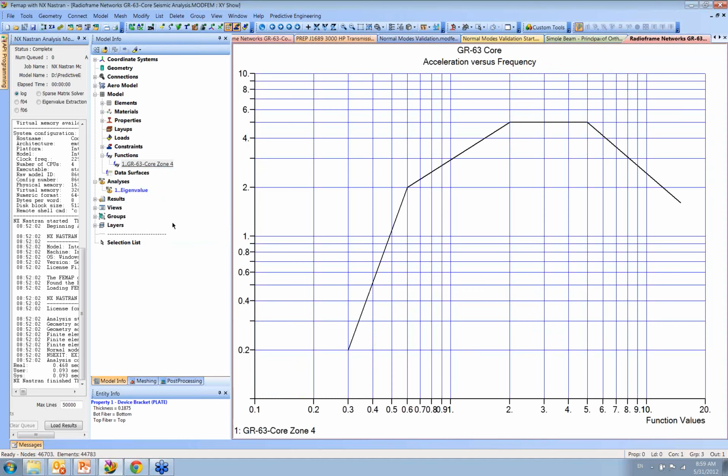And this is the function once you get the design you like. You run a response spectrum analysis, and this is your input, where you're inputting acceleration versus frequency, and it's just using your normal modes.